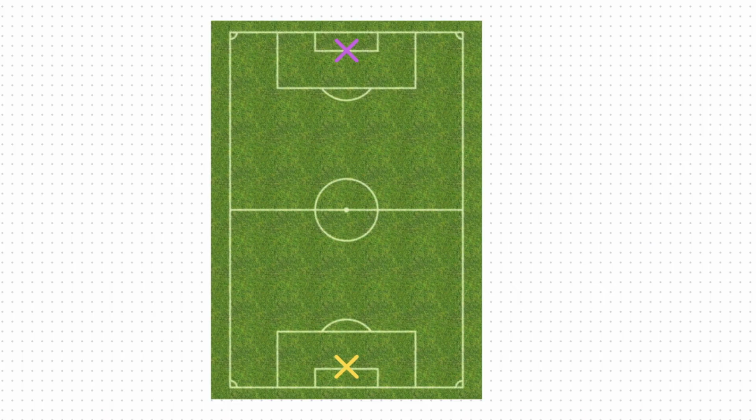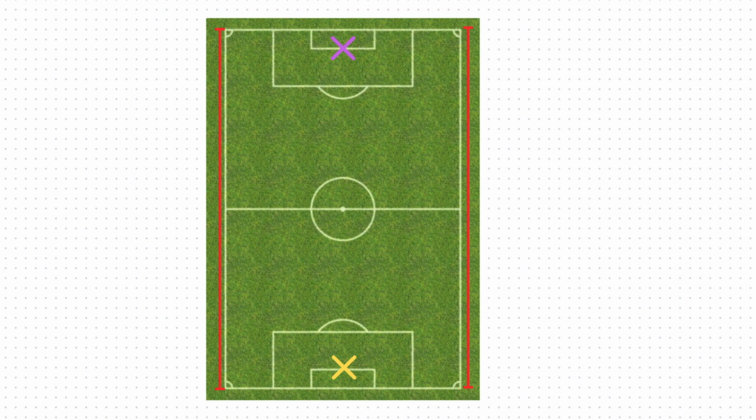This is your soccer field. The outermost white lines show where the ball is allowed to be in play. If the ball crosses one of the sideline boundaries, so in either of the places where the red lines are, play restarts with a throw-in. The throw-in is given to the team that did not touch the ball last. So we have the purple team and the yellow team. If the yellow team kicks the ball out along the sideline, the purple team is going to get the throw-in.